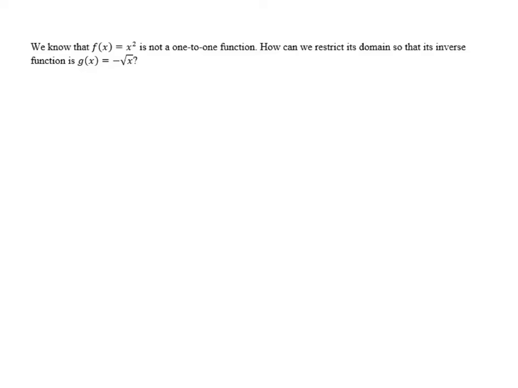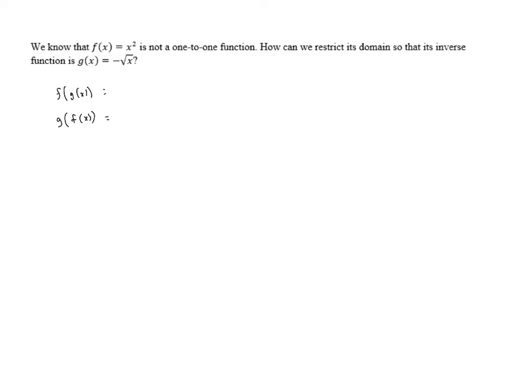We know that f of x equals x squared is not a one-to-one function. How can we restrict its domain so that its inverse function is g of x equals the negative square root of x? Again, we'll look at the compositions f of g of x and g of f of x.